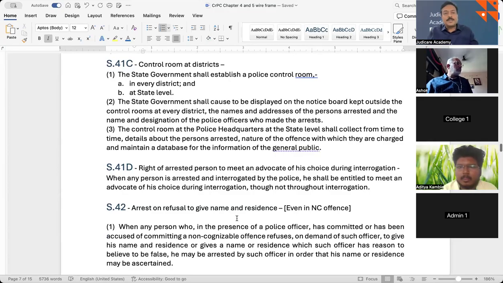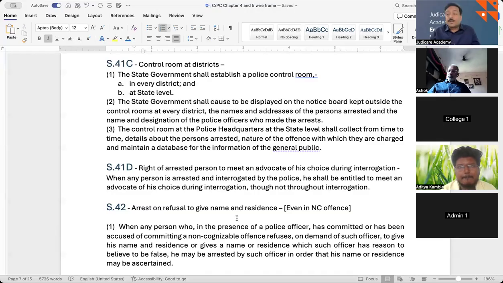In the same series, 41C comes, which is the control room at district. Now we have put procedure for arrest, we have put procedure for not arresting, we have put procedure for identifying the person. Now control room and district. This was a very revolutionary thing where the state government shall establish a police control room in every district and at the state level, and the state government shall cause to be displayed on the notice board kept outside the control room at every district the names and addresses of the persons arrested and the name and designation of the police officer who made the arrest.